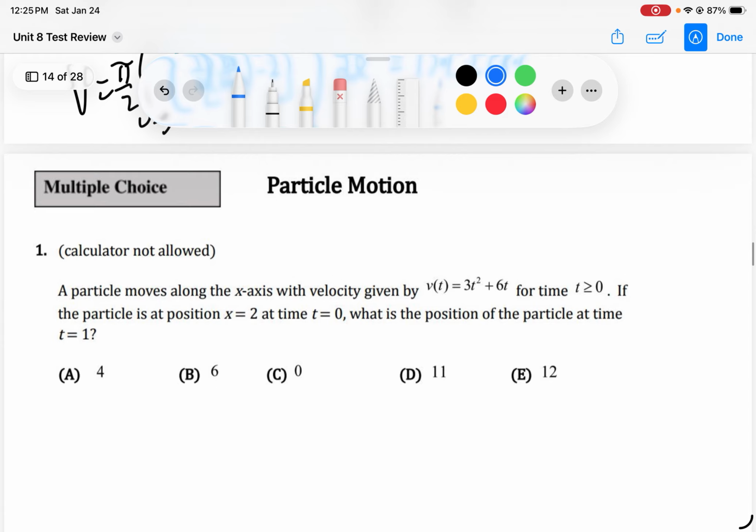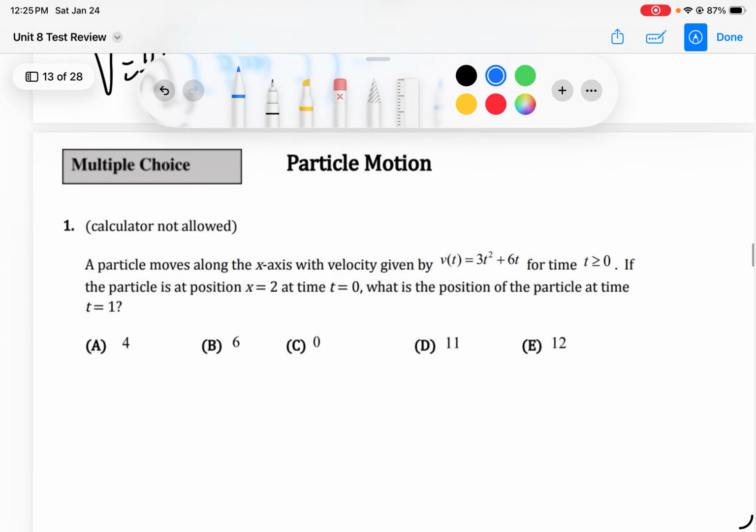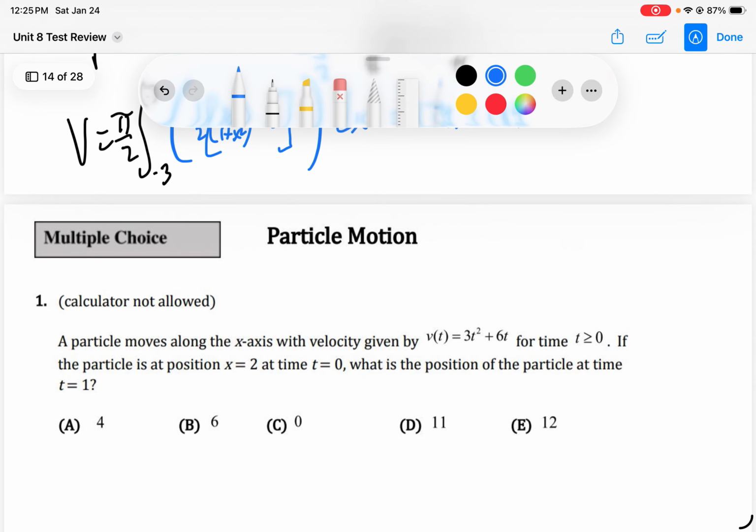All right, the next videos will be particle motion. That's like the second part, or the other half of Unit 8.